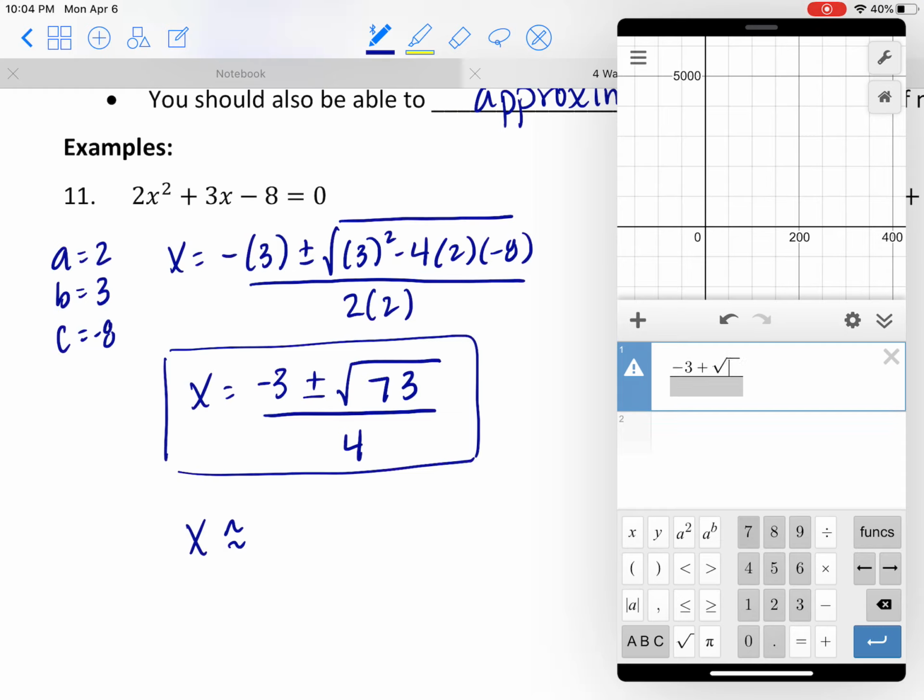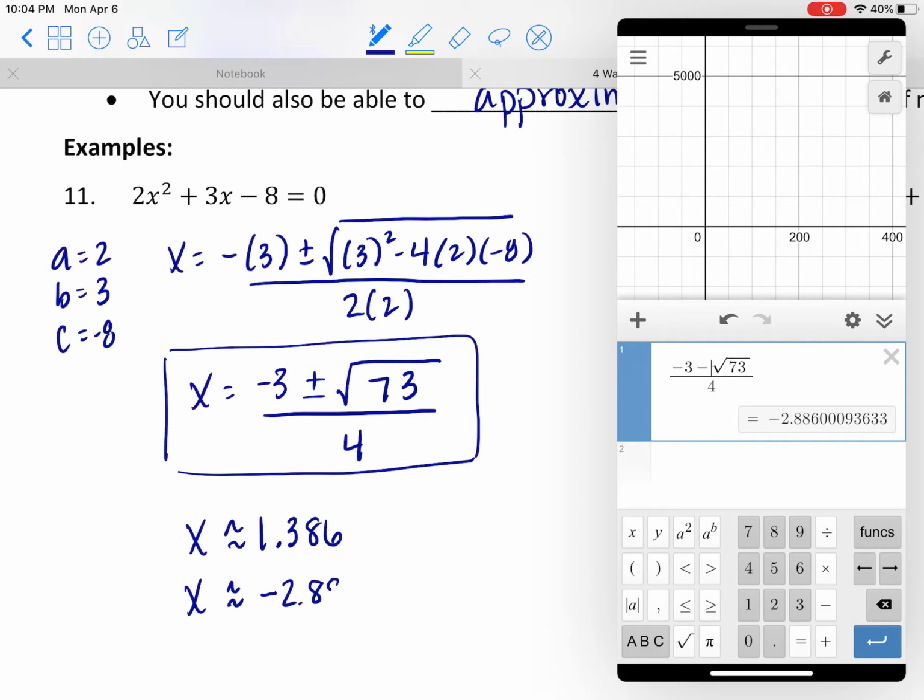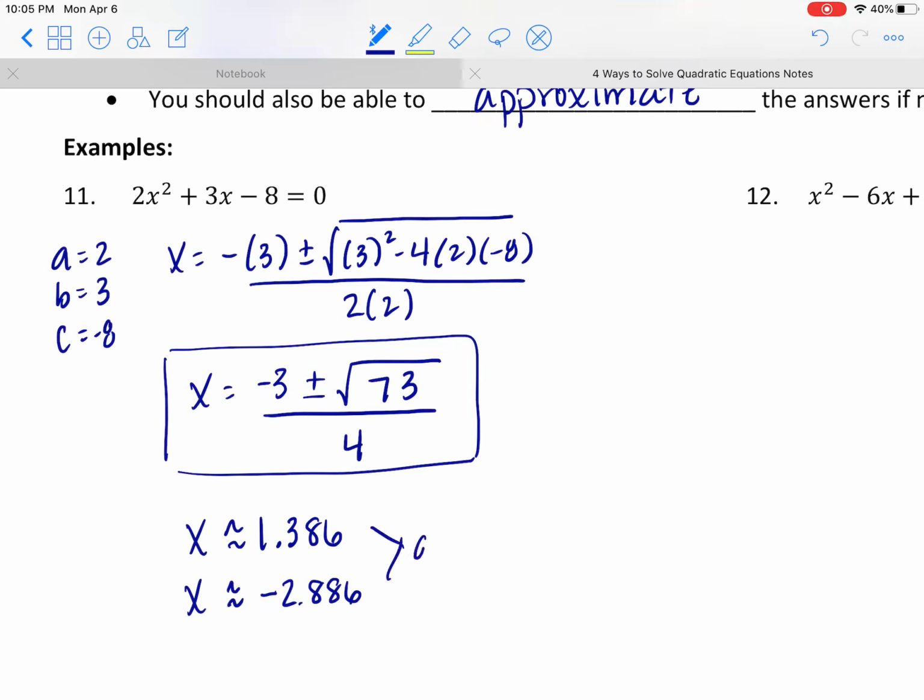Now again, this is something you should be able to approximate with the calculator. So just so you can see, let me make a fraction first: negative 3 plus radical 73 on the top and a 4 on the bottom. Then we're looking at 1.386 as a solution. And if we change this to a minus, we're looking at negative 2.886 as a second solution, okay? So these are the approximate answers.